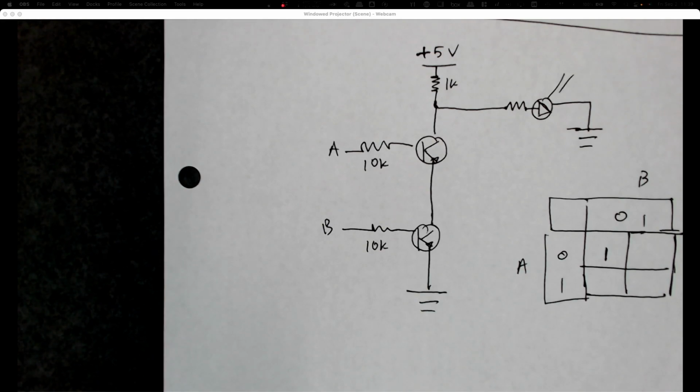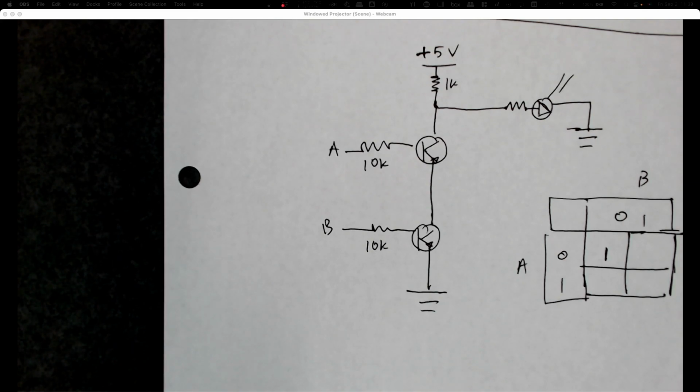So 0 is right here, right? No. The inputs are here for A or B. So A can either be 0 or 1. B can either be 0 or 1. And then the thing we're going to put in the box is what the output is, so whether the light is on or off. So let's say A and B are both 0. Can the current flow through this transistor if A is off? No. Can it flow through that transistor? No. So what's the only path between plus 5 volts and ground? This way, right? It can't go that way. So is the light on? Yeah. Okay, so that's a 1.